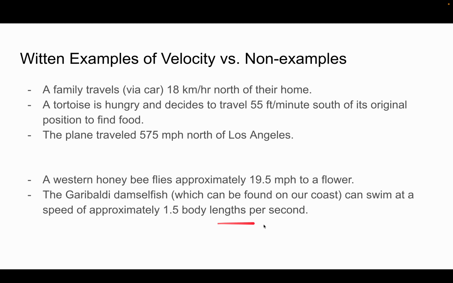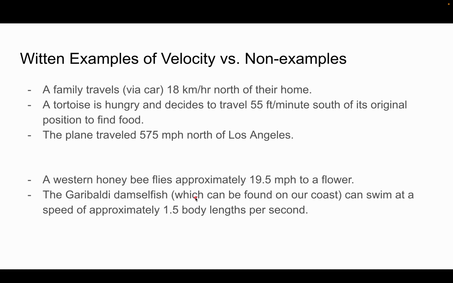A Garibaldi damselfish, which can be found on our coast, can swim at a speed of approximately 1.5 body lengths per second. This is also an example of a not velocity because I don't know where it's swimming. It's literally just a fact here, but it does not display any form of direction at all. I mean, it says it can be found on our coast, but that doesn't tell us where it's swimming to. But yeah, that's pretty much it.